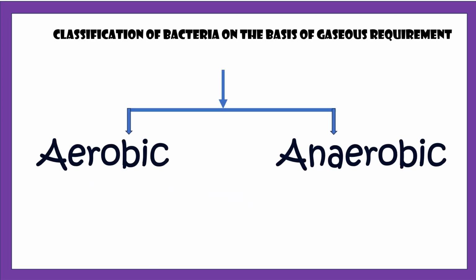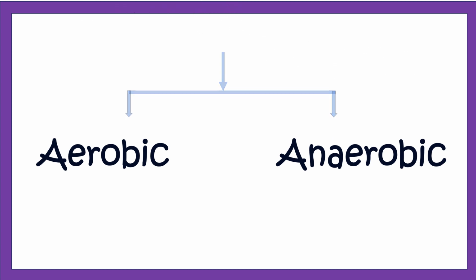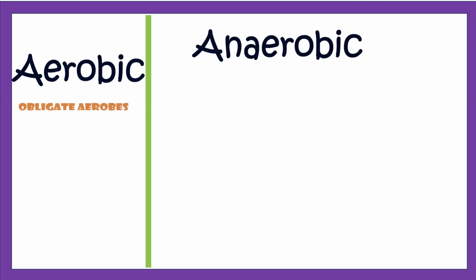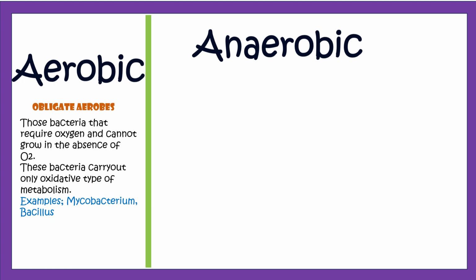Move to the classification of bacteria on the basis of gaseous requirements: aerobic and anaerobic. First one is aerobic, which is obligate aerobes. Those bacteria require oxygen and cannot grow in the absence of oxygen. These bacteria carry out only oxidative types of metabolism. Examples are Mycobacterium and Bacillus.